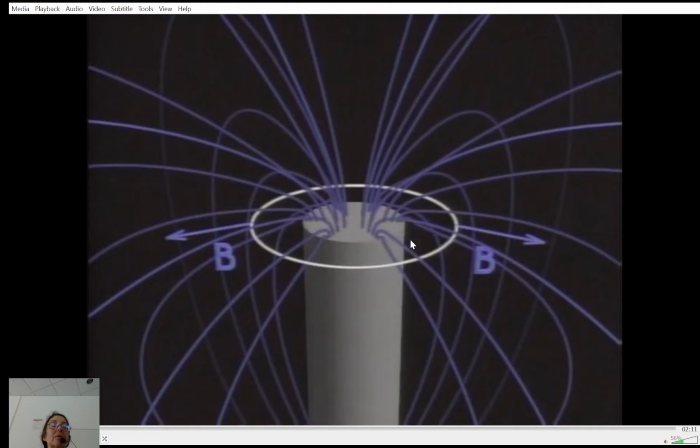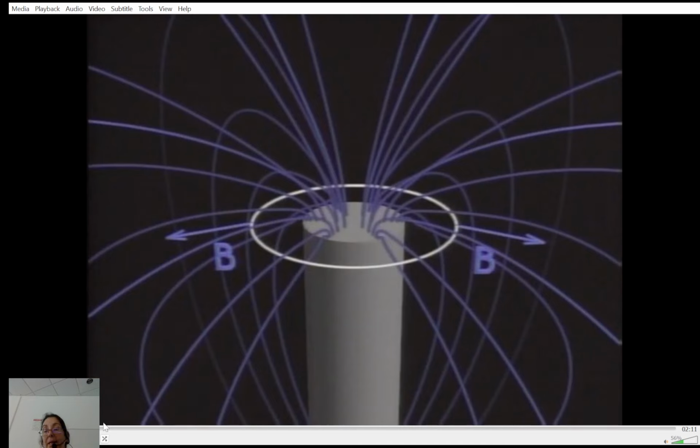Okay, so you can take your loop, your coil. It's a conductor. The number of lines poking through, that's going to be called the flux, the magnetic flux. Nothing happens here. Something has to move.